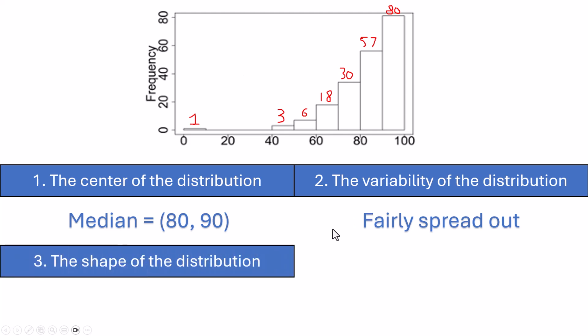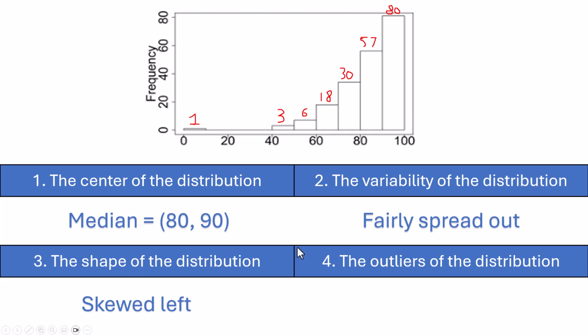We can also talk about the shape of the distribution. We can easily see here that this has a tail towards the left. And this is what we call a skewed left distribution. Finally, we can describe the outliers of the distribution. In this case, there is one outlier. It's this value somewhere between 0 and 10. So we have one outlier in this distribution. So that's how you should describe the distribution based on a histogram.